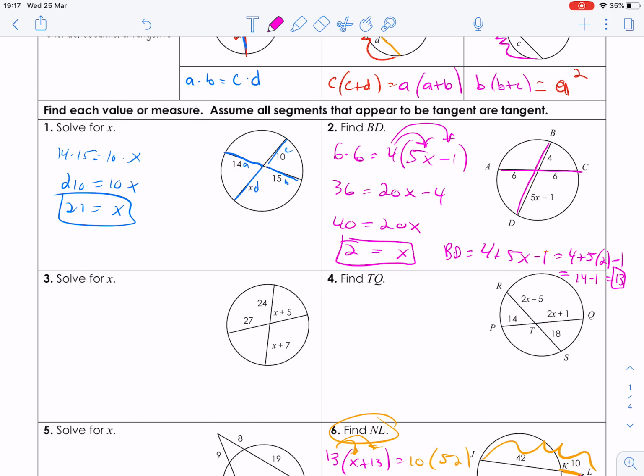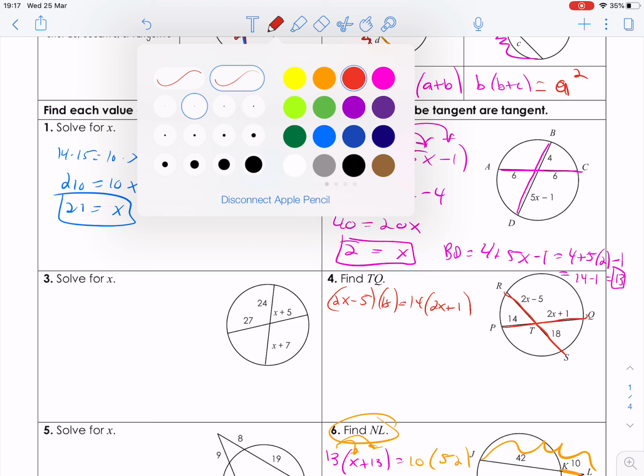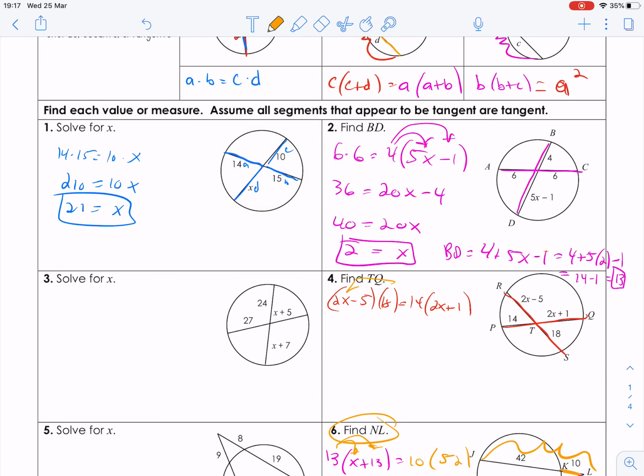Number 4, same thing. We have intersecting secants in the circle. So we get 2x minus 5, parentheses, 18, 14, 2x plus 1. Okay, so let's distribute. We get 36x minus, what's 18 times 5? Gotta do this in your heads. 90.